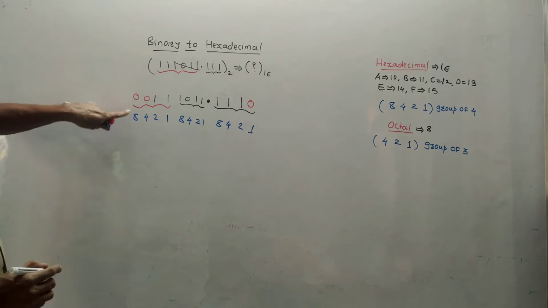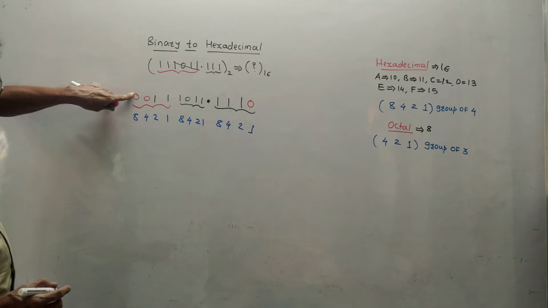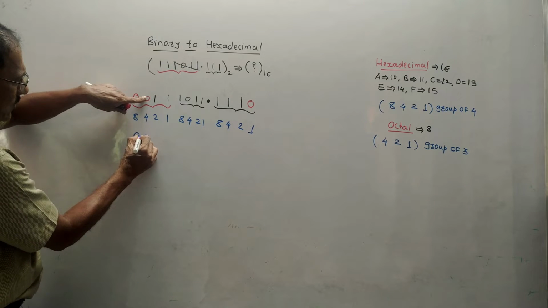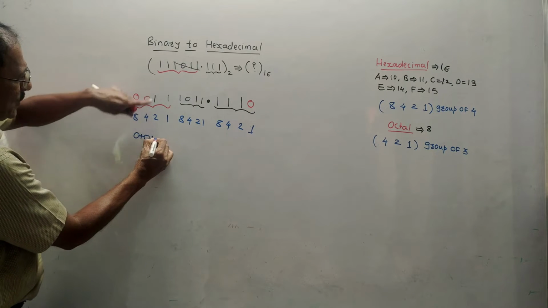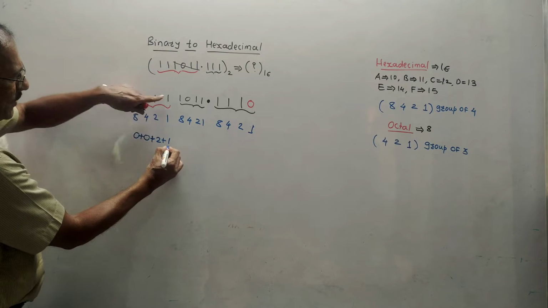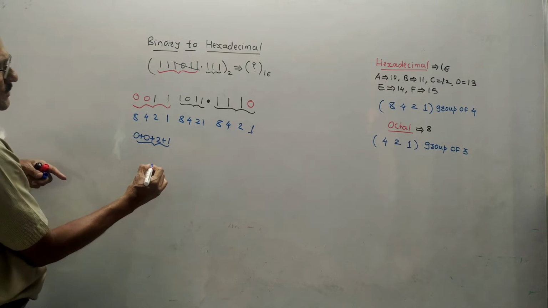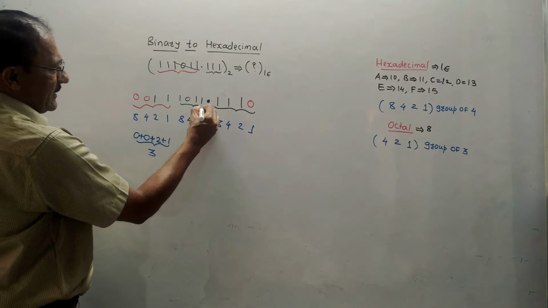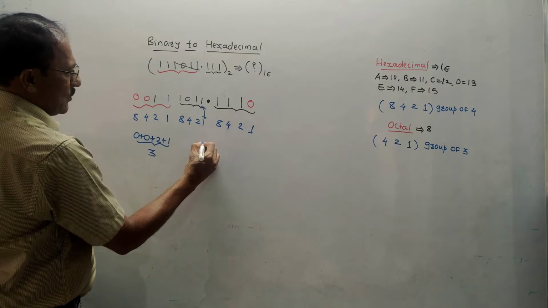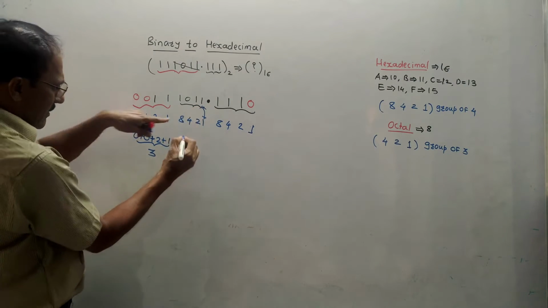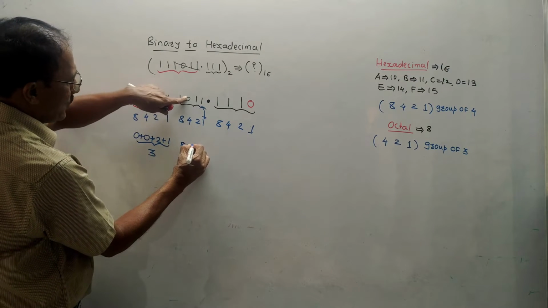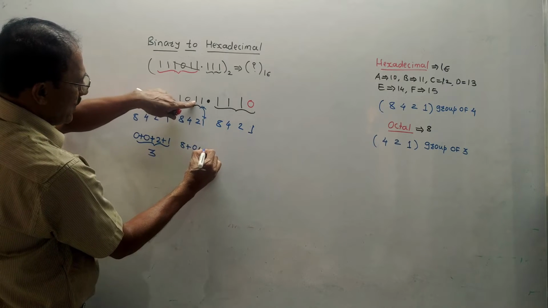Now very simple. This 8 is getting multiplied with 0. So the answer is 0. 4 into 0, 0. Add these values. 2 into 1, 2, plus 1 into 1, 1. This is the first part. So its answer is 3. Likewise, for the second part, this 1 into 1. Or you can well start from this point. 8 into 1, 8. Plus 4 into 0, 0. Plus 2 into 1, 2.